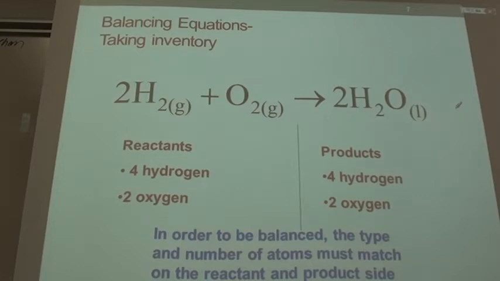Let's just for fun talk about the names and some of the other things in this balanced chemical equation. What does this mean? Yes, yield. What is this number called? Subscript. What is this number called? Coefficient. What does this mean? That's the state of matter.